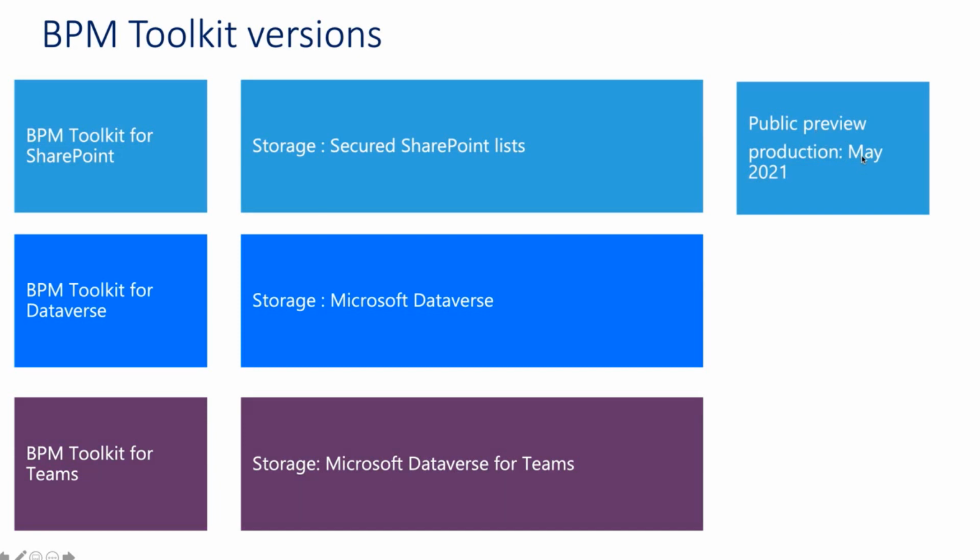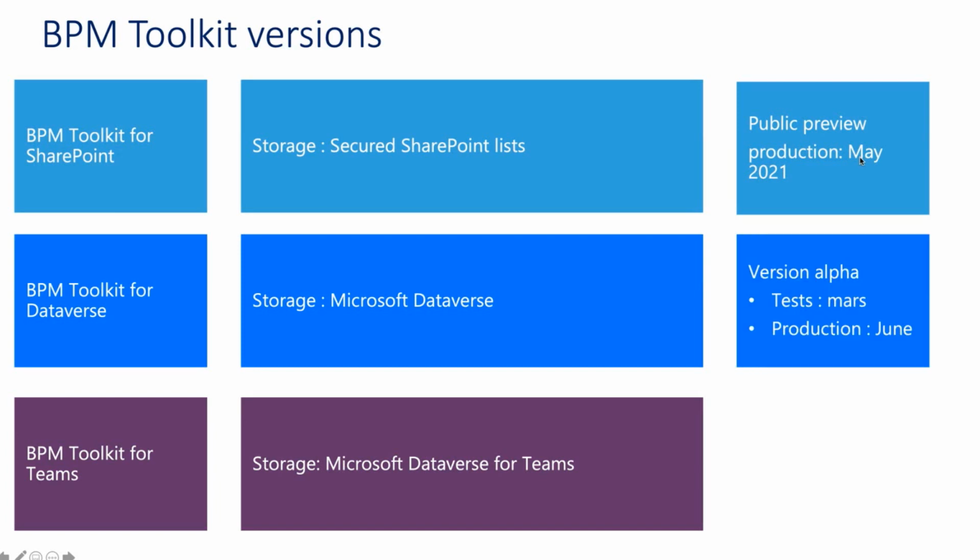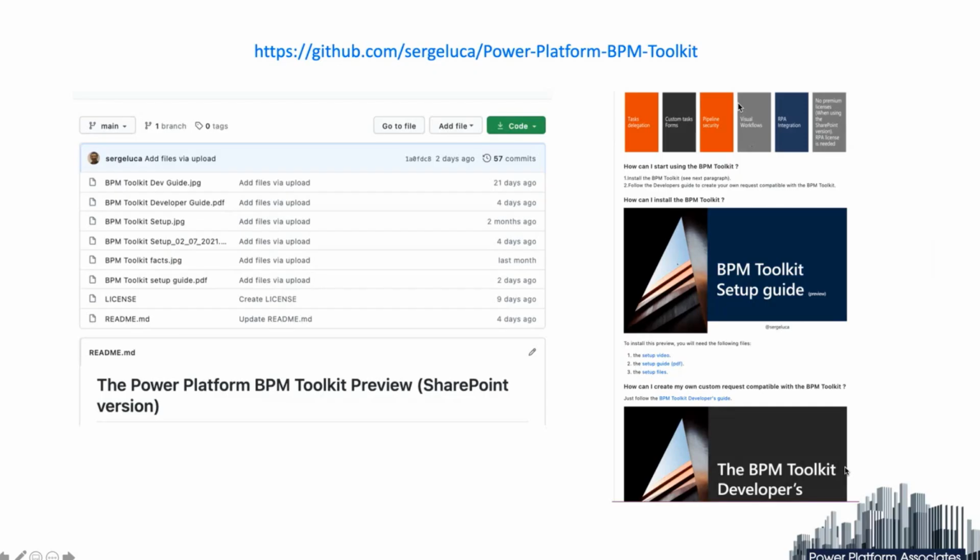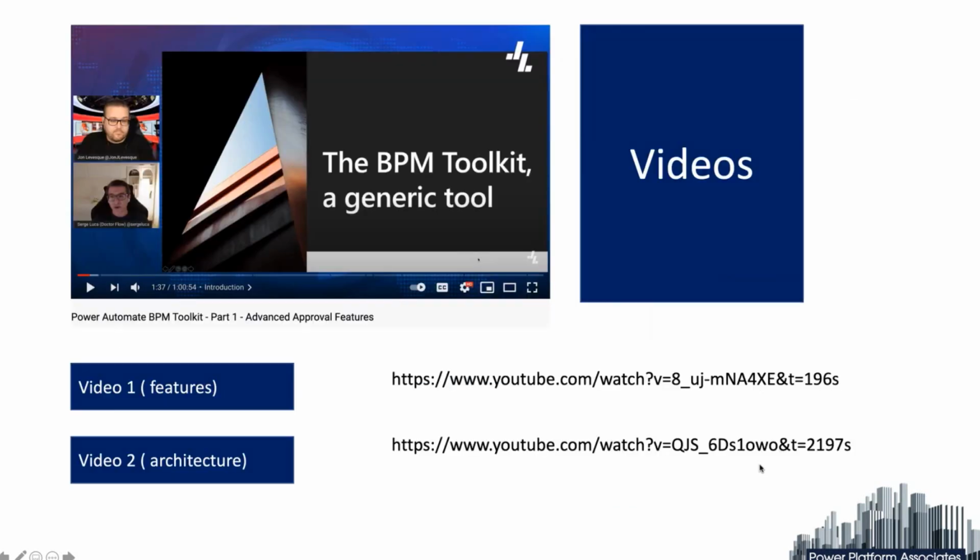You see, so this is still in public preview. Normally, it should be in production in May, so this month. My customers are testing it intensively. This one is alpha, tested in March, and maybe production in June. Same here. You can find the tool on GitHub here. This is the link. You will get a setup guide and a developer guide. And if you want videos that illustrate the BPM Toolkit, you can get them there: one that describes the features and one that describes the architecture in more detail.